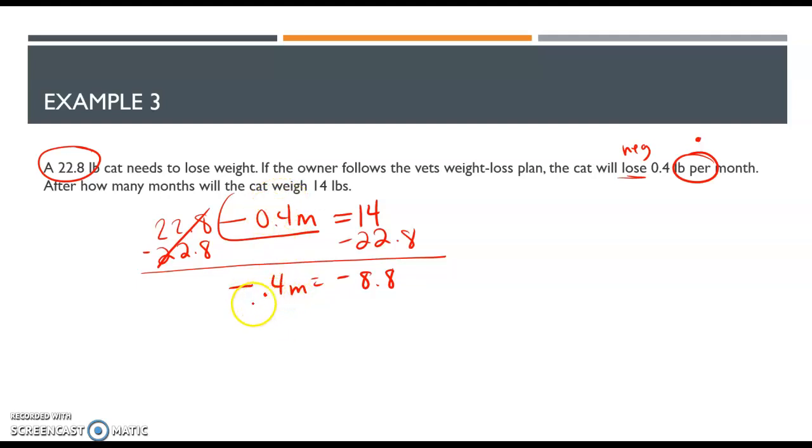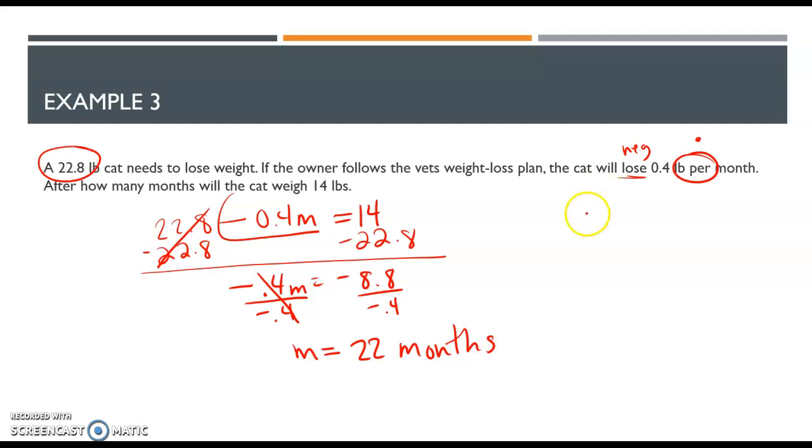Now I need to get M by itself, so the opposite of multiplying is to divide. So we're going to divide by a negative 0.4, because what I do to one side I have to do equally to the other. And so M will equal 22. Negative divided by negative is positive. So it'll take 22 months. So almost 2 years before the cat is down to 14 pounds.